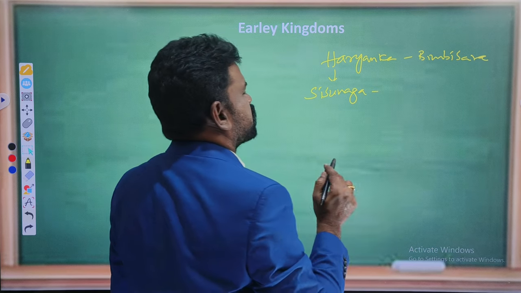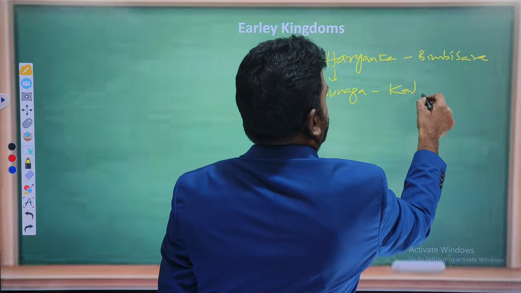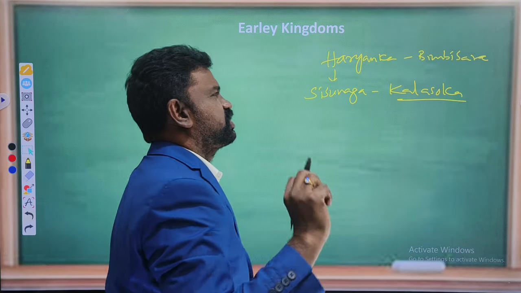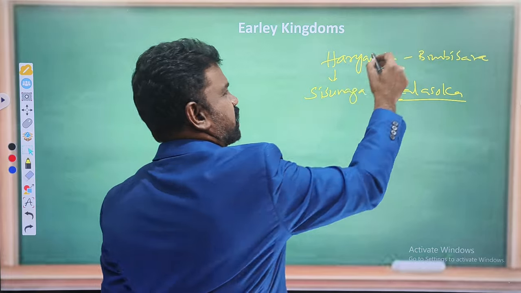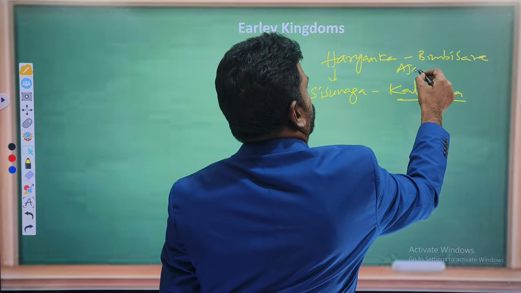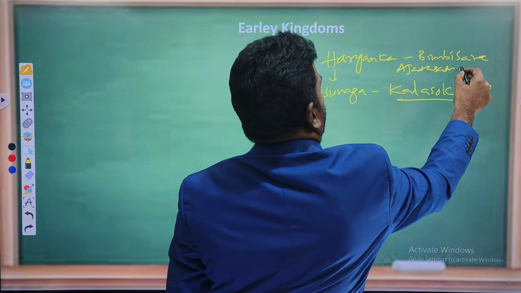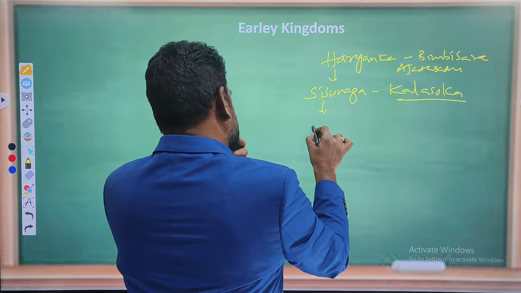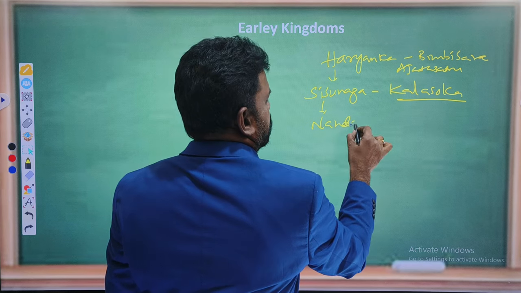Sishunaga was the founder of the Sishunaga dynasty. In this dynasty, an important person, Kalasoka, conducted the second Buddhist council. The first Buddhist council was conducted by Ajatashatru, who belongs to the Haryanka dynasty. After the Sishunagas, next came the Nanda dynasty.